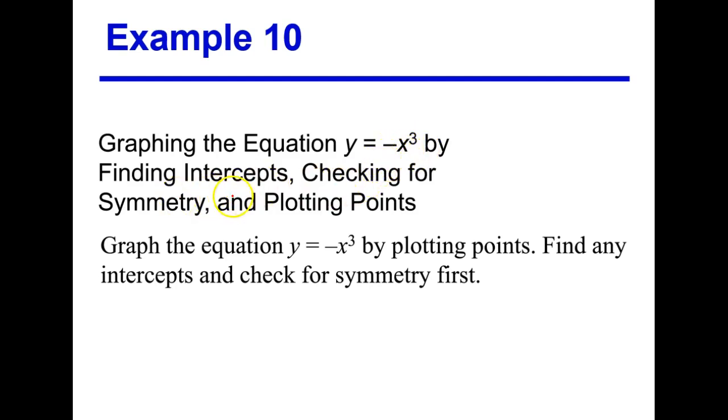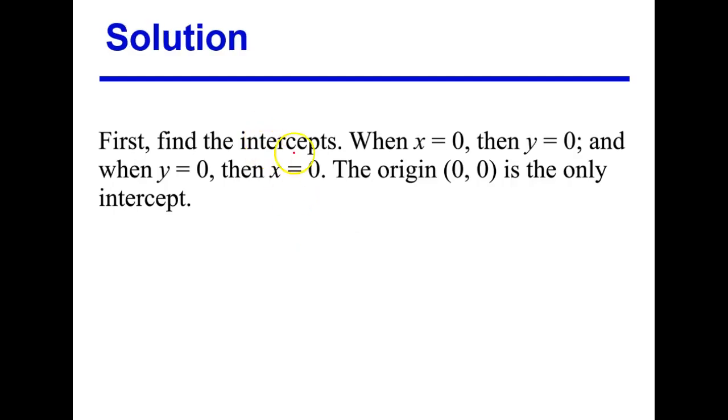First we want to find intercepts, look for symmetry, and then plot some points. Those are the steps we're going to follow here. First I find my intercepts. I plug in x equals 0 and solve, and I plug in y equals 0 and solve. I find out I only have one intercept, which is the origin.